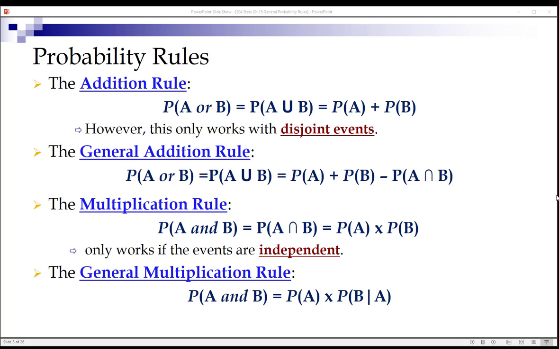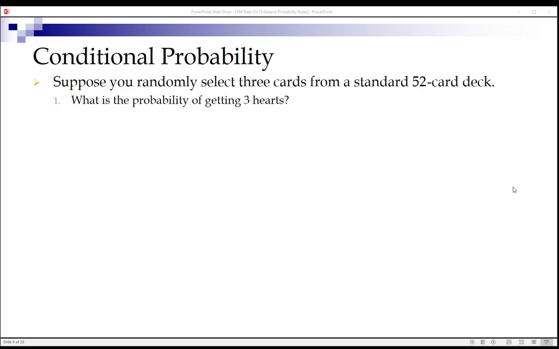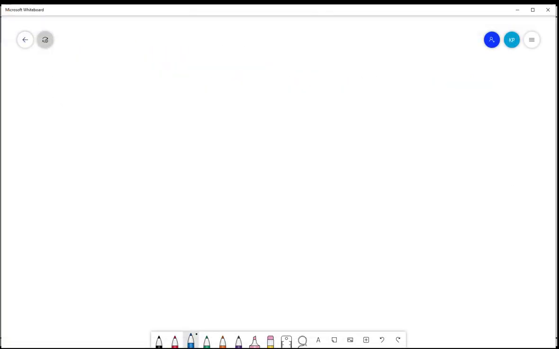So suppose you want to randomly select 3 cards from a standard 52 card deck, and we want to find what's the probability of getting 3 hearts. So go ahead and see if you can answer this question, and then once you have an answer, go ahead and see what my solution is. So this question asks, what's the probability of 3 hearts?